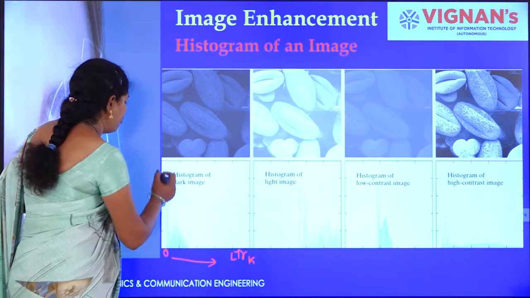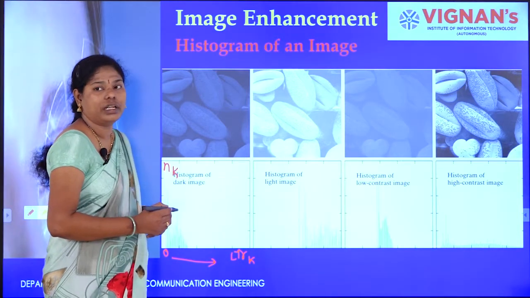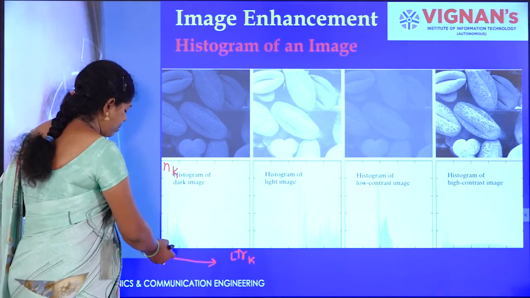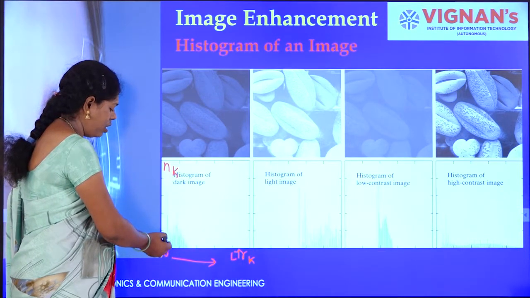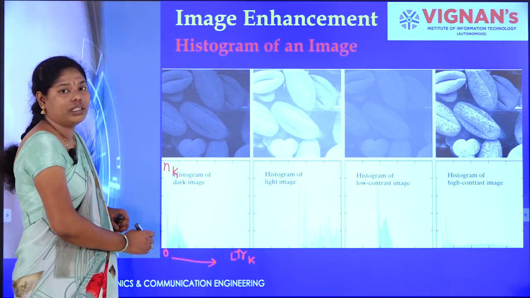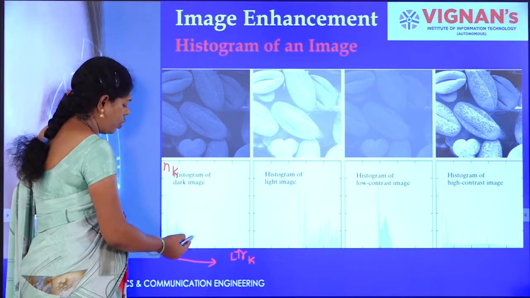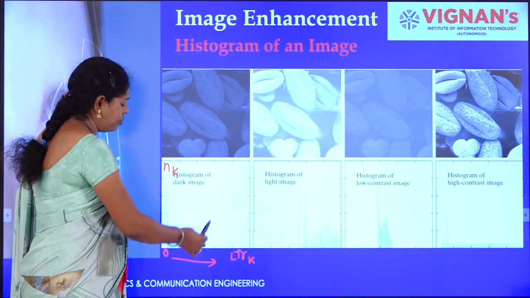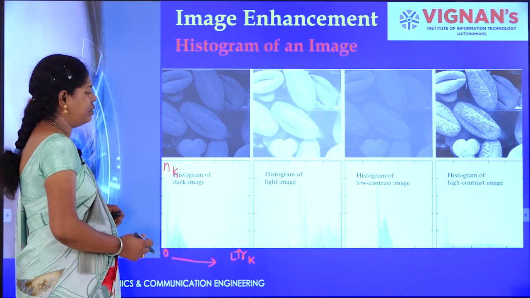Similarly, here the y-axis is n_k. n_k is nothing but the number of pixels with that intensity value. For example, here 0 is the intensity value, and n_k is nothing but how many pixels in that image are black with intensity value 0. Here the image consists of more black, that is, all the pixels are nearer to the origin. So here it is a dark image.